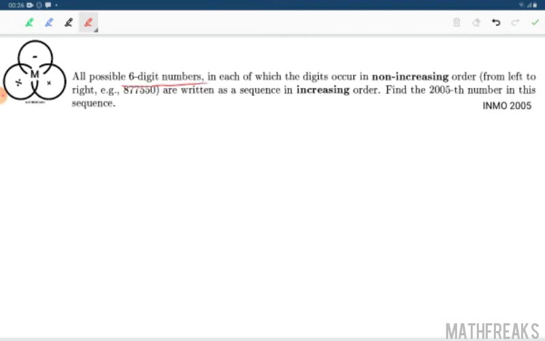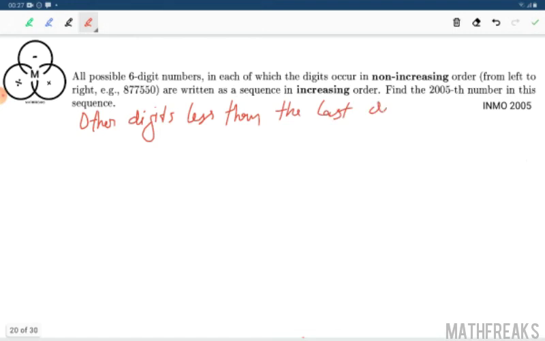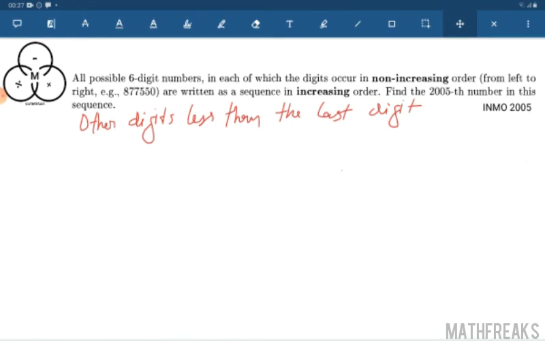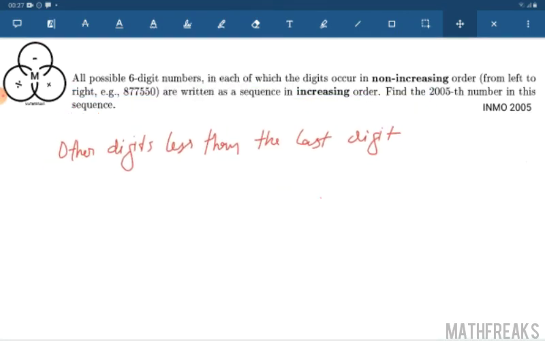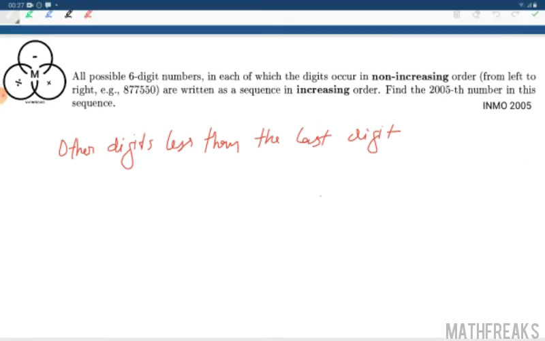All possible 6-digit numbers in which the digits occur in non-increasing order. So what are the conditions? Other digits less than the last digit. These are the conditions or conclusions that we can have. Other digits less than the last digit.